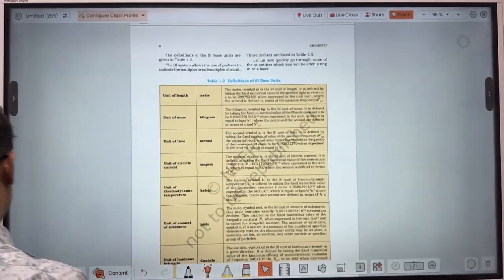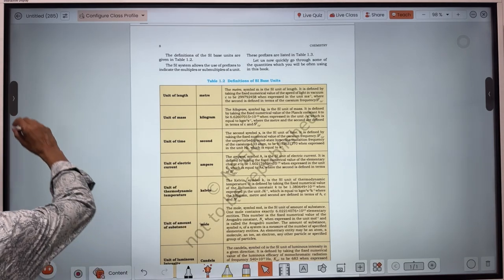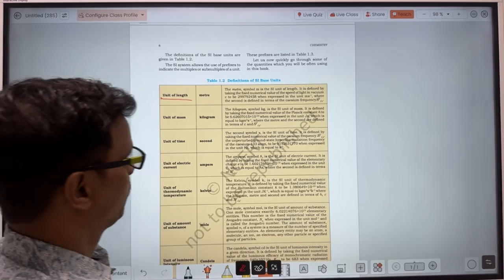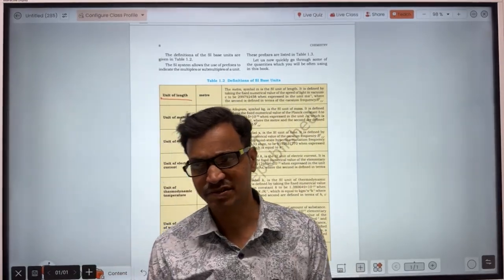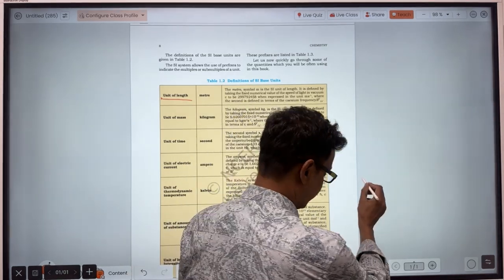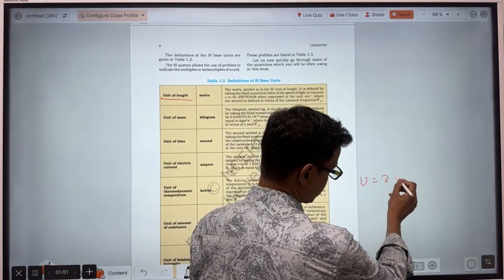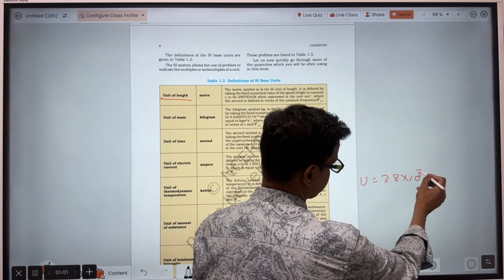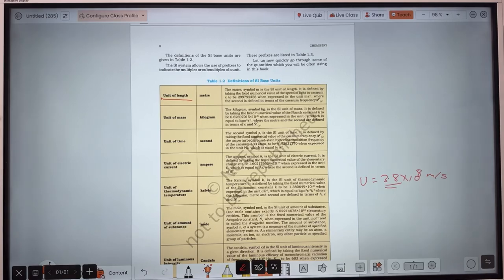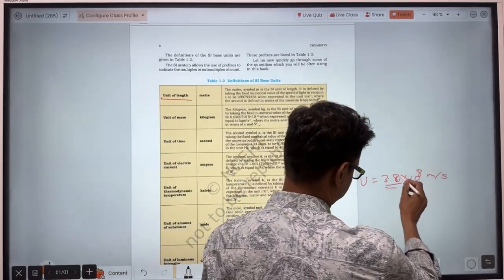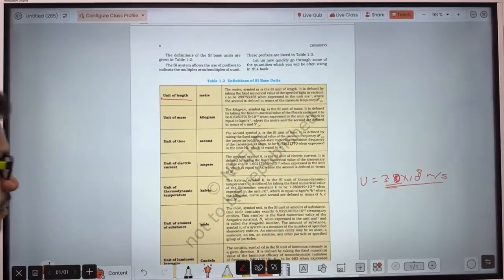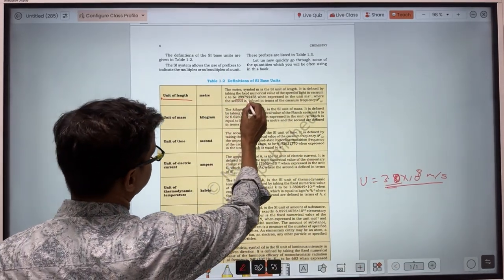Now let's see how the length has been defined, how the mass has been defined. The length is based on the velocity of light. And you know the velocity of light is 3.8 into 10 power 8 meter per second. Here for the convenience we write 3.0 into 10 power 8. Sorry, 3 into 10 power 8. So for simplicity we take 3, but actually it is that much.